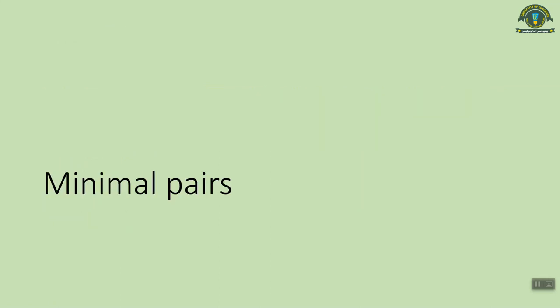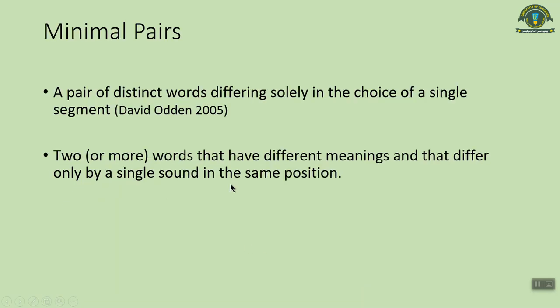Okay. Next topic is minimal pairs. A pair of distinct words differing solely in the choice of a single segment. This is what we call a minimal pair. We can define it also in this way: two or more words that have different meanings and that differ only by a single sound in the same position.